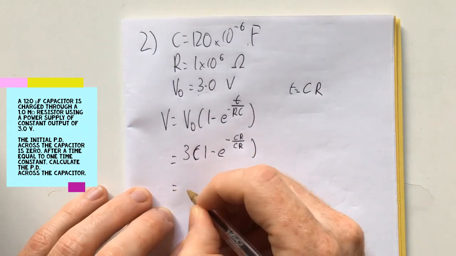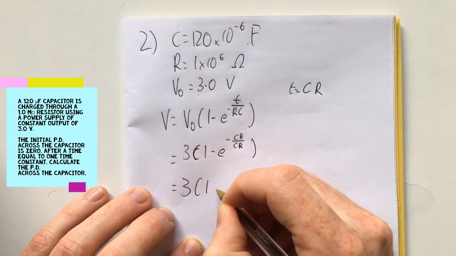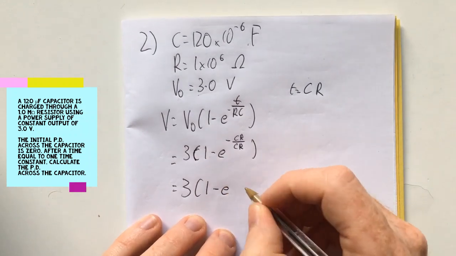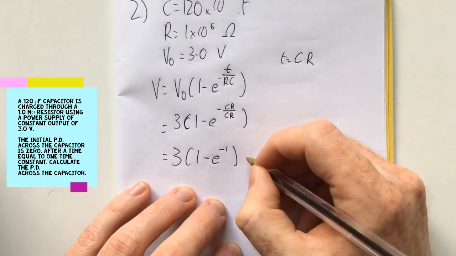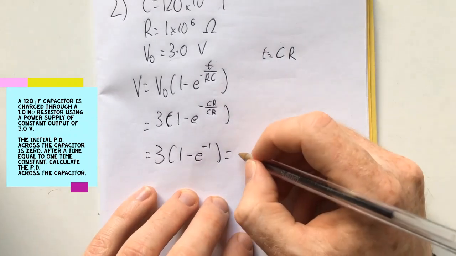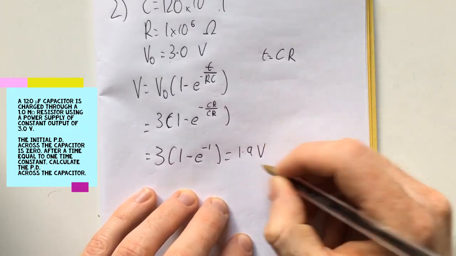So that means that we have got 3 times 1 minus E to the power of minus 1, since CR over CR is just 1. So we're going to stick all that into our calculator, and we come out with 1.9 volts.